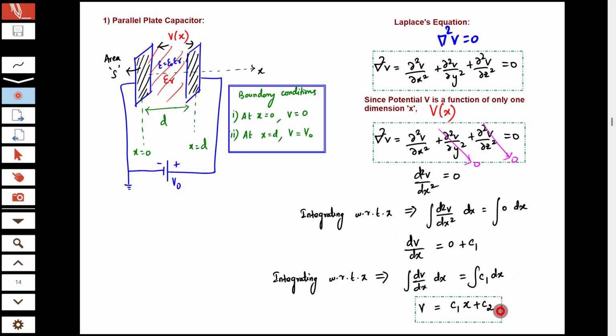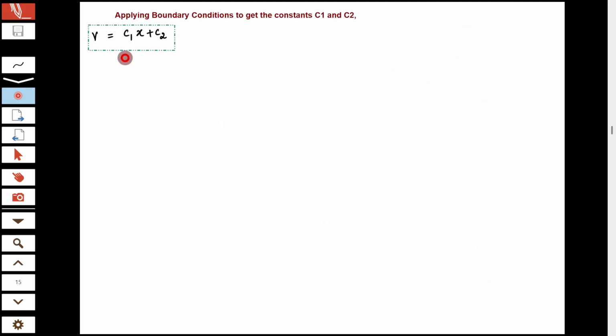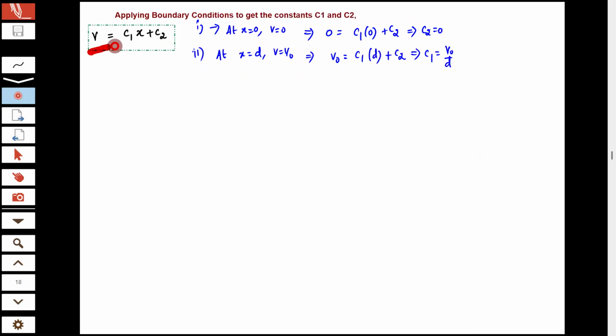We need to find these constants c1 and c2 by applying the two boundary conditions. When we apply the first boundary condition, at x equals 0, V is 0. Thereby, if you substitute, you will get c2 becoming 0. By applying the second boundary condition, at x equal to d, V is V0, we will get V0 equals c1 into d plus c2. We already know c2 is 0, so this can be removed. Thereby, we will get the constant c1 as V0 by d.